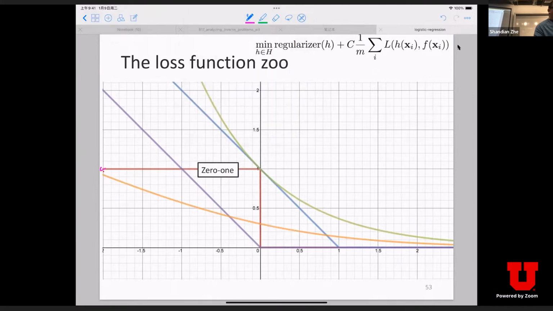This brown one is a 0-1 loss. You can see that's a step function, right? If you make a correct prediction, so this one is just y W transpose x, if it is positive, that means you make a correct prediction. If it's negative, that means you make a wrong prediction. So if you make a correct prediction, then the loss is 0. If you make a wrong prediction, it becomes 1.